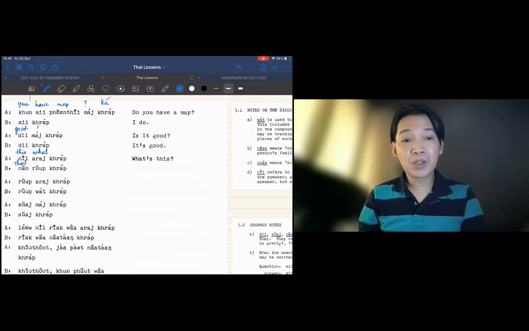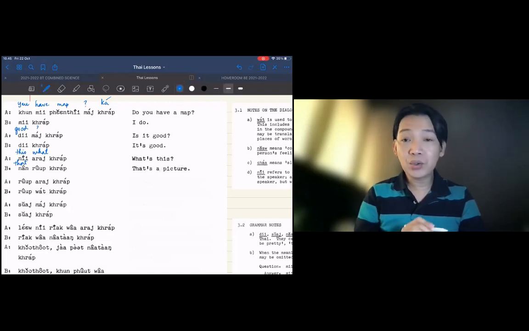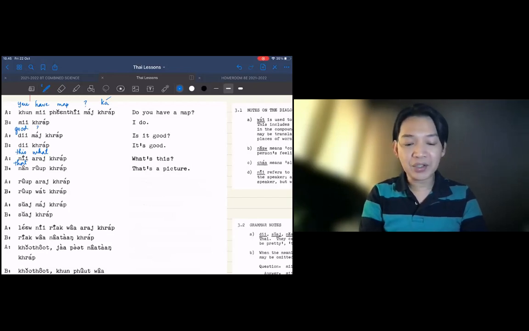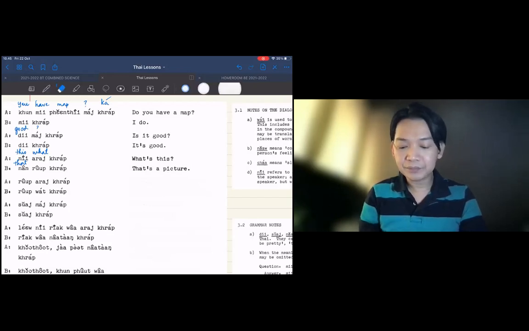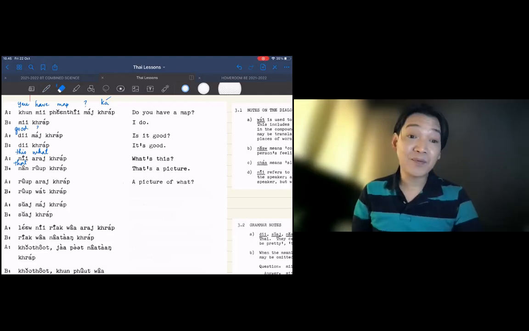Roop crap. Roop is a picture. So he said, that's a picture. And then speaker A asked again, Roop aray crap. Picture what crap. So picture of what, or what picture? So that is a picture of what?